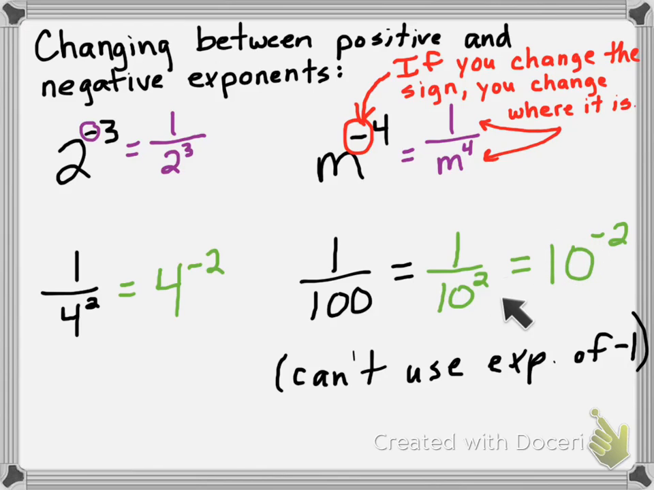Okay, but when I make it go to the top, it's just over 1, so I don't need the over 1. Okay, now notice I didn't say when I make it negative it goes to the bottom, or when I make it negative it goes to the top. I said when you change the sign. So whatever it starts with, if you change this, then it flips to the other side of the fraction.